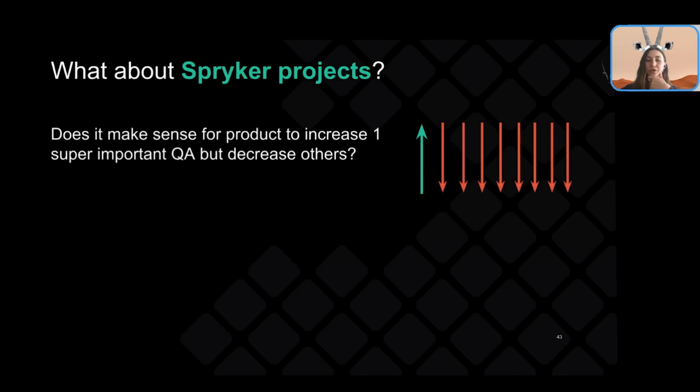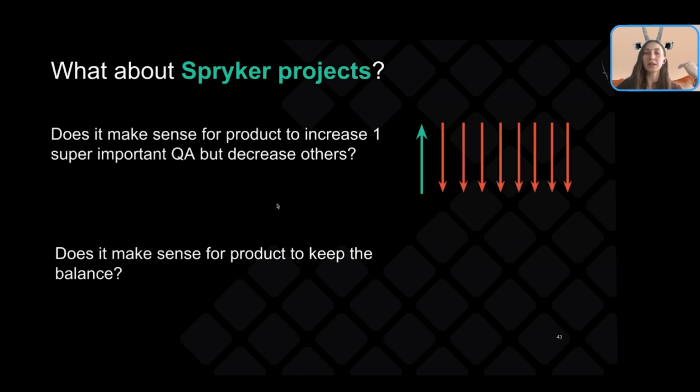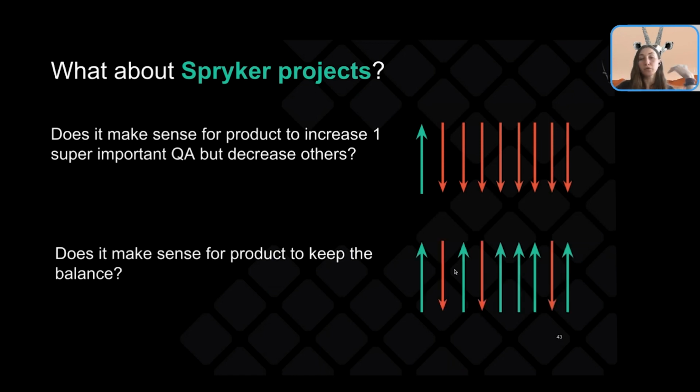This is a good question. Does it make sense for a project to increase one quality attribute and decrease all other quality attributes? Probably it's not really possible, but still. Or does it make sense for a product to keep a balance among all the quality attributes? I do not know, because it really depends on your specific project and on your specific project needs.